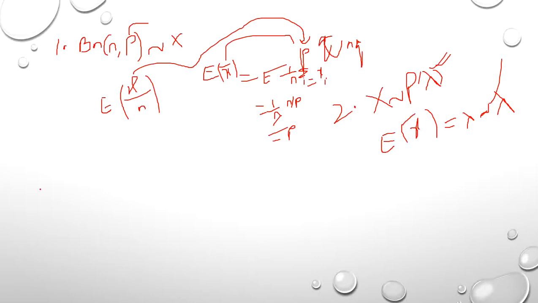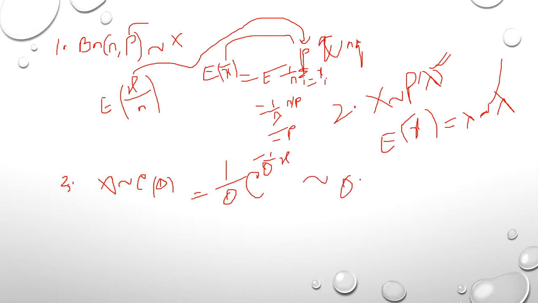For continuous distributions, this is my third example: the exponential distribution. X follows exponential with parameter theta. Here my PDF is 1 upon theta into e power minus x by theta. This is the PDF of the exponential distribution. Here the mean is theta, so x bar becomes the unbiased estimator of theta.